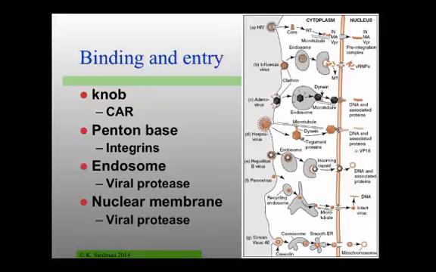So how do they get in? This is, again, just a reminder of all of the different kinds of entry processes that we've talked about. Forgot to show this last time, but simian virus 40, the polyomavirus, comes in through these caveolins, cavosomes, and then gets itself into the nucleus.